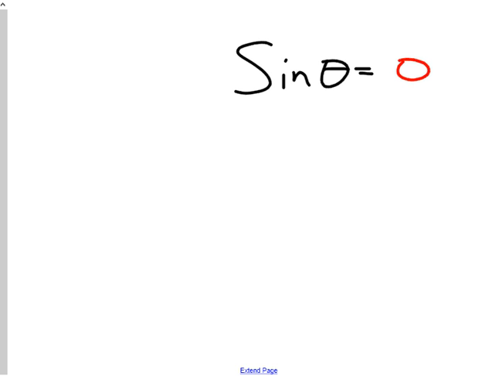All right. Figure out the answer to the question. Sine of theta is 0. Oh, and cosine of theta is 1. There's only one spot like that, and therefore there's only one theta that could work.